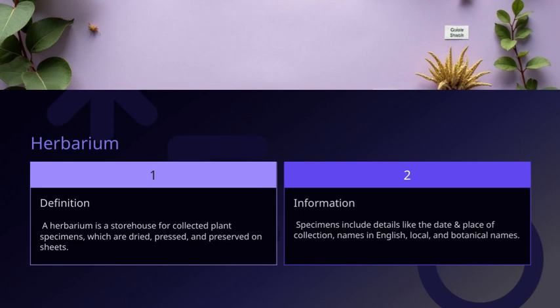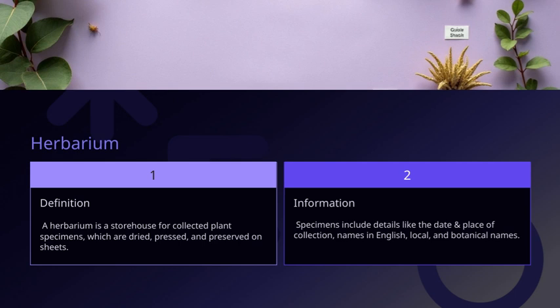Now let's talk about specimens. These include important details such as the date and place where they were collected, as well as names in English, the local language, and their botanical names. This information helps us accurately identify and catalog each plant.